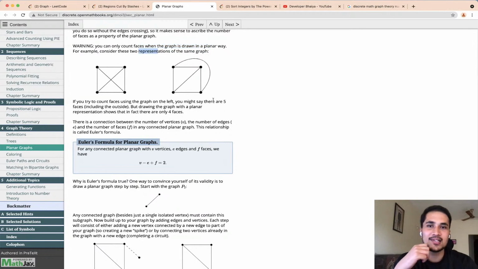Yeah, so there are no intersections of edges, and that's exactly what's happening. If you consider the picture on the left one, this edge and this edge, they are overlapping. We do not want that in planar graphs. If you can draw graphs like this, they are considered planar.